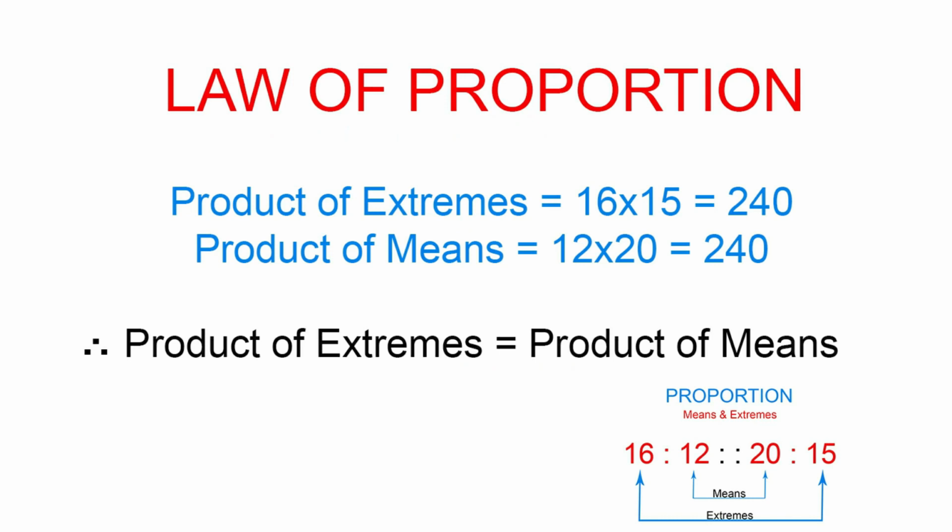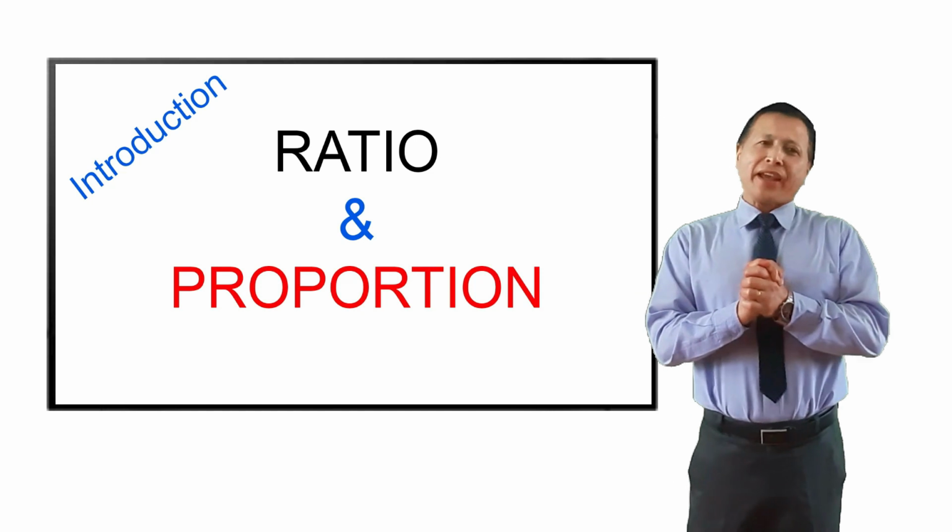As you see on the screen, 16:12 proportion to 20:15. Here, if we multiply the extremes 16 and 15, the product of extremes 16 into 15 is 240. In the same way, if we multiply the means 12 and 20, the product of means 20 multiplied by 12 is 240. It is therefore the law of proportion, which states that the product of extremes is always equal to the product of means.